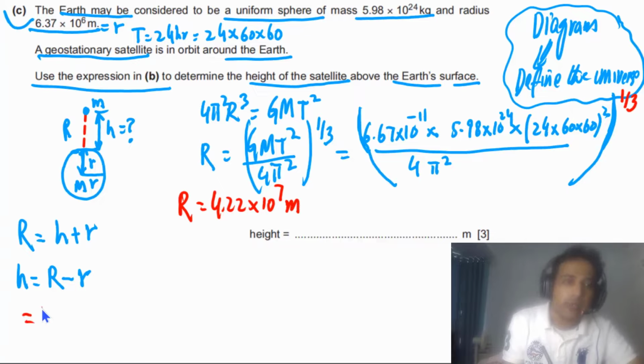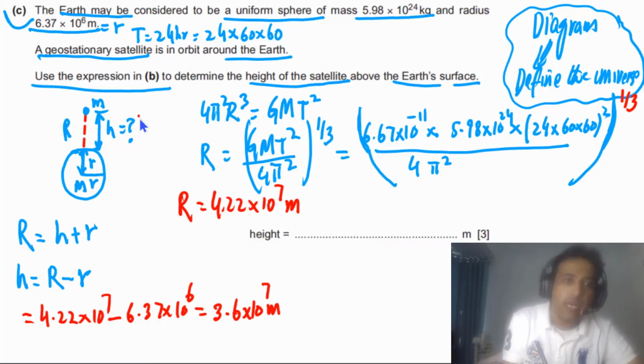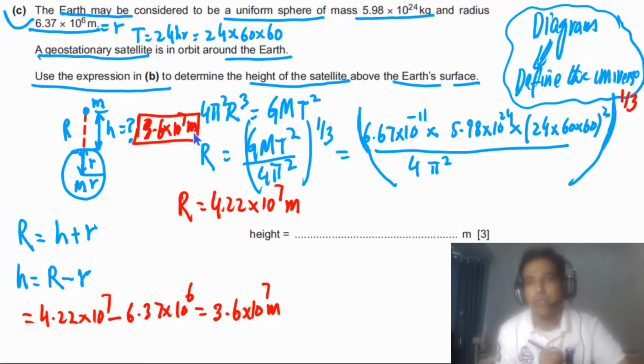Now simply we can write down the value of capital R, 4.22 times 10 to 7, minus the radius of the Earth, which is given to us as 6.37 times 10 to 6. If we solve this, we will get our final answer, which is 3.6 times 10 to 7 meters. This means this is the height. So this is the final answer.